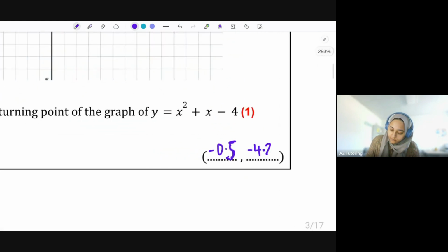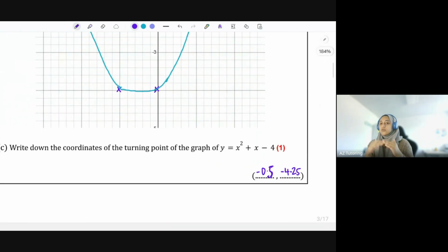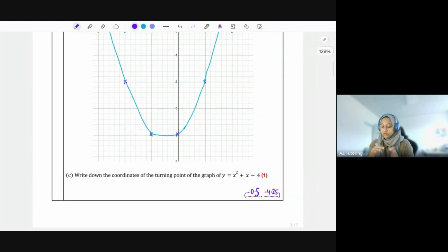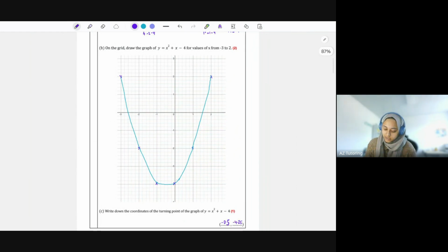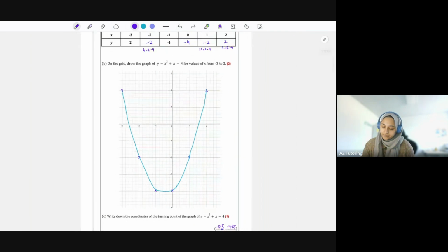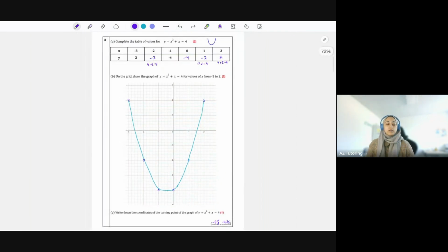Minus 4.25. But I'm pretty sure for the y value on the mark scheme, when it does officially come out, I reckon they'll give you a range of values. They won't just accept only minus 4.25 because they'll know a lot of people are just reading it from the graph with it being 1 mark. So that seems sensible. Minus 4.25 is probably roughly around there as well. Okay, so that was for 1 mark, and that's question 3. Let's move over to question 4.